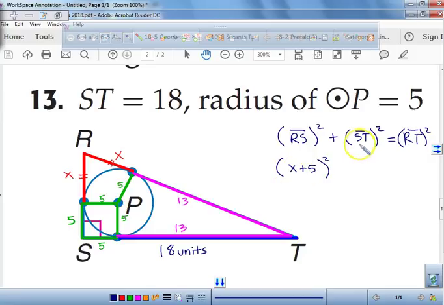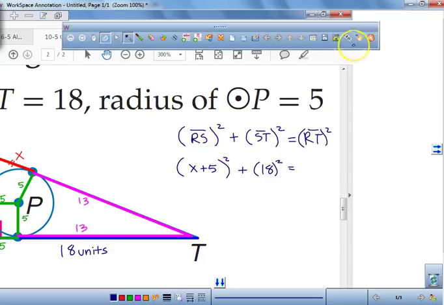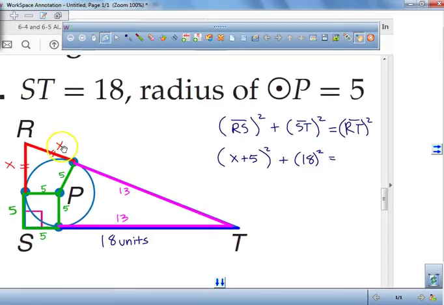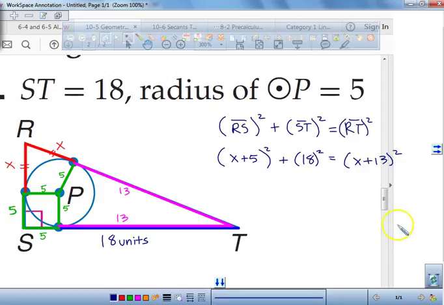What is the distance from S all the way to T? We're going to put 18, and we're going to square it. And the distance from R to T, we have an X and we have a 13. So what do we have to add together? X plus 13. So put X plus 13 squared.